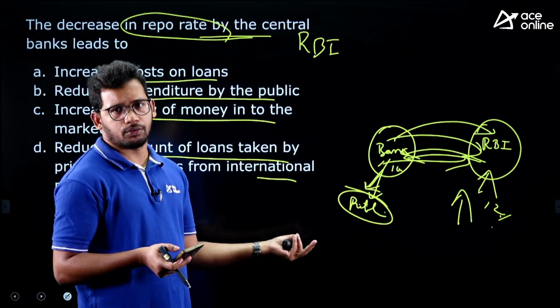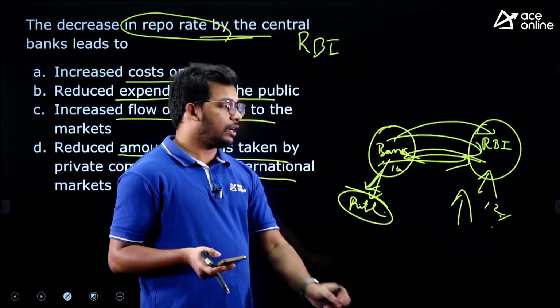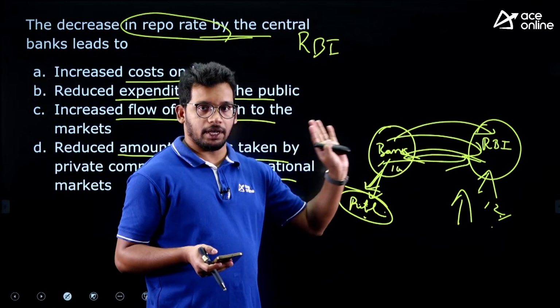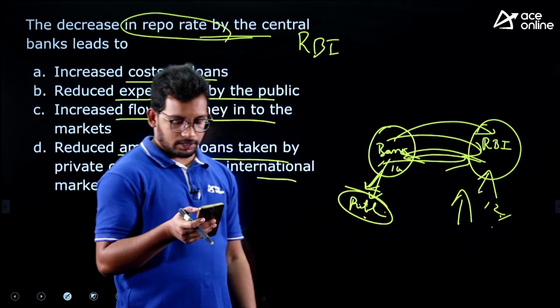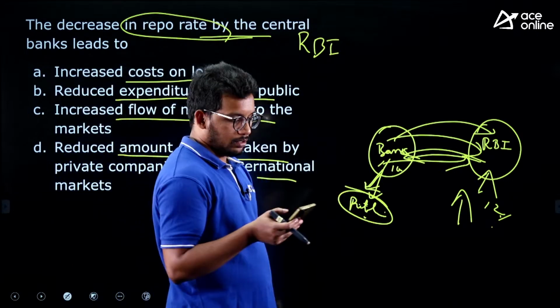This is a conceptual question. Just put your comment: will they give to the public or to the RBI when RBI is giving more interest? Just answer me, RBI or public. Which one?